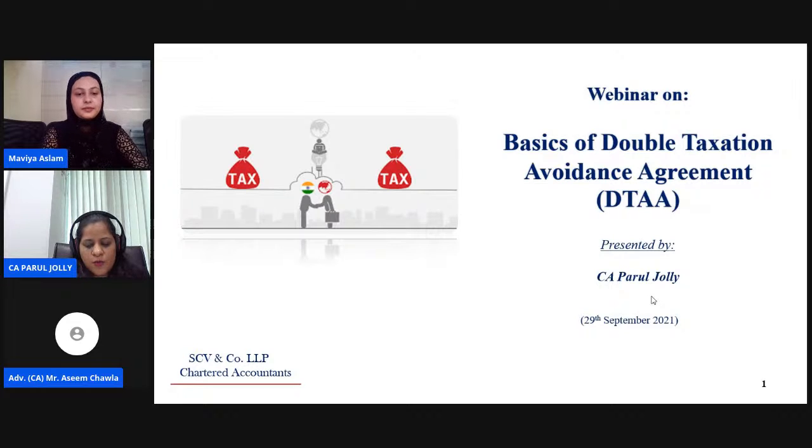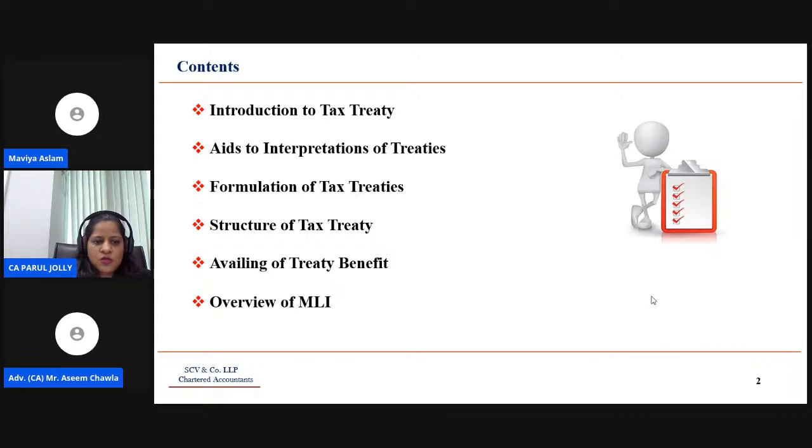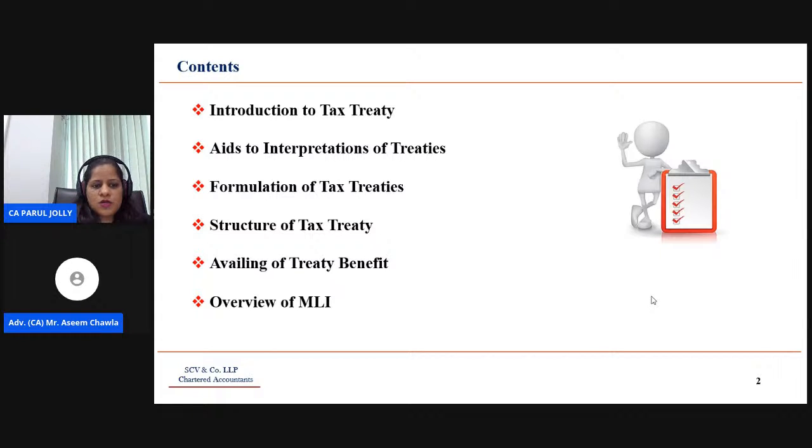Though these 2 hours are too short to discuss even the basics of DTAA, I have tried to cover the maximum, and if time permits, I'll also touch upon the MLI provisions. The topics I will be covering are introduction to tax treaties, aids to interpretation of treaties, formulation of tax treaties, then I'll be discussing the structure of tax treaties and how the tax treaty benefits are availed as per our domestic law, and then an overview of MLI.